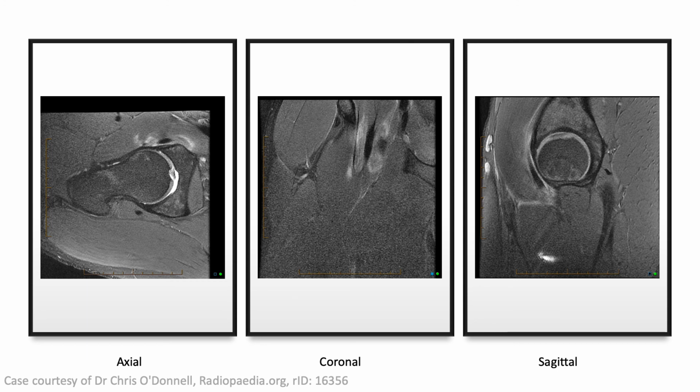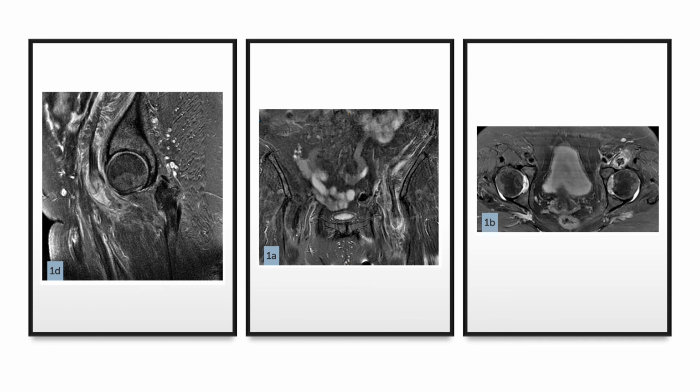Iliopsoas tendon and bursa. What we've got here is some MRI sequences of edema in and around the iliopsoas muscle, around the tendon. These are the axial sections. You can see it in coronal section and in front of the hip. This is the tendon, which itself looks rather normal in this MRI, but there is associated muscular edema in the muscle itself.